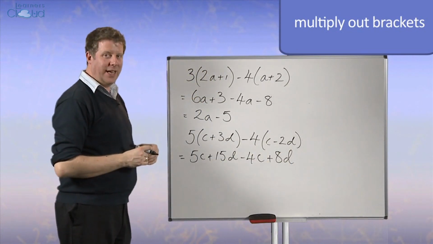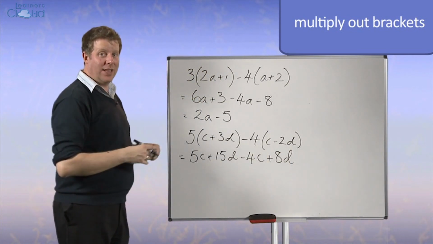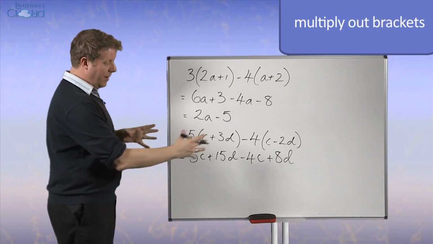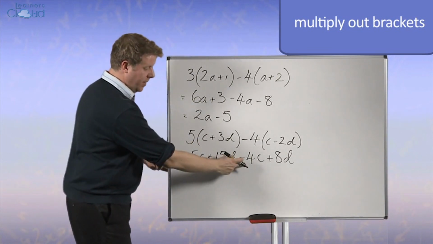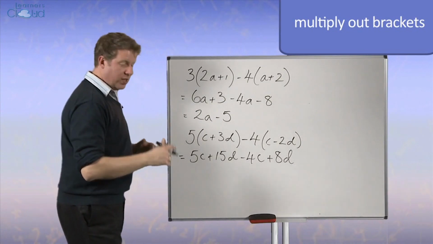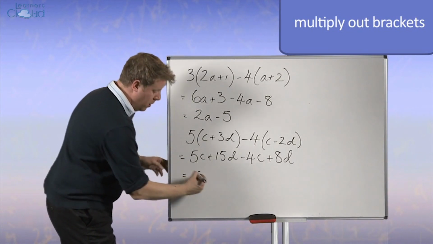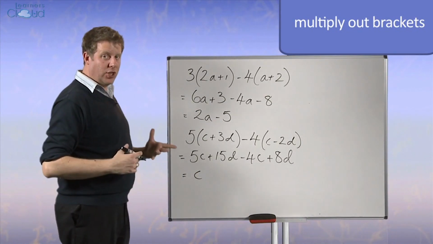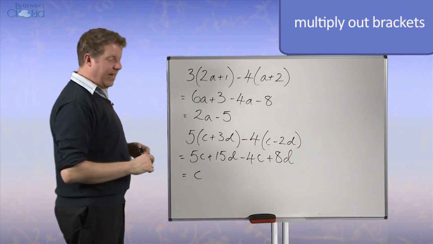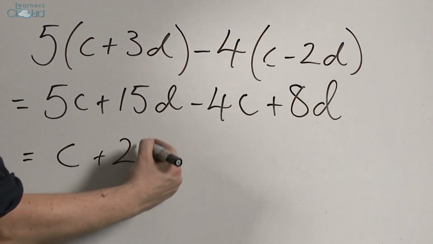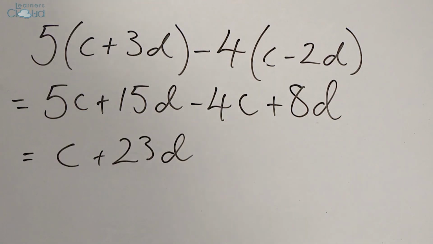plus 8d. Now we need to collect those like terms together, because we have d terms and c terms in here. 5c subtract 4c just gives me 1c, but remember, we don't write the 1 in front of it, we just write the letter. And then 15d plus 8d gives me 23d. So my final answer is c plus 23d.